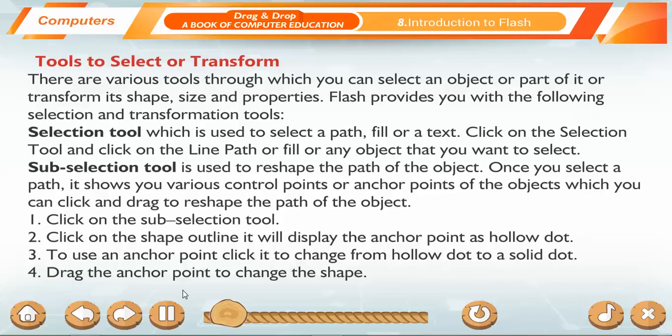Once you select a path, it shows you various control points or anchor points of the object which you can click and drag to reshape the path of the object. Click on the sub-selection tool. Click on the shape outline. It will display the anchor point as a hollow dot. To use an anchor point, click it to change from hollow dot to a solid dot. Drag the anchor point to change the shape.